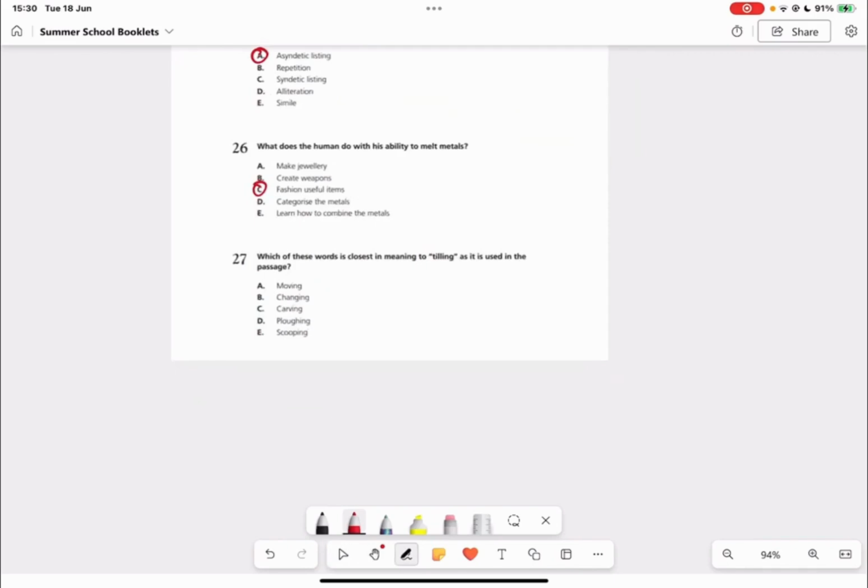Then 27. Which of these words is closest in meaning to tilling as it is used in the passage? So for 27, tilling will be ploughing. And that seems to be the end.